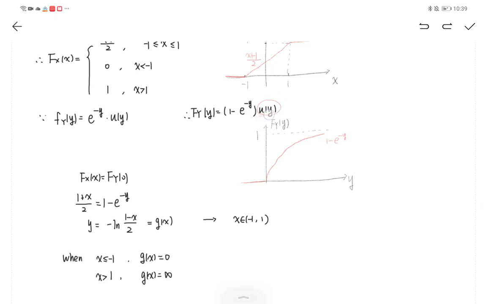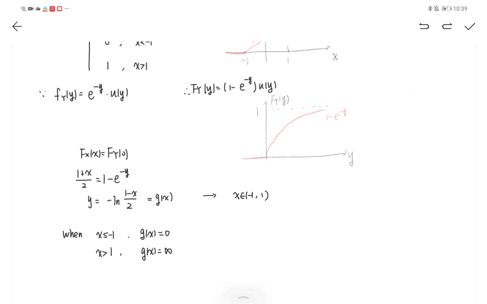Because of the u(y), when y is less than 0, it equals 0. And when y is more than 0, the distribution function is 1 minus e to the power minus y. It's like this.